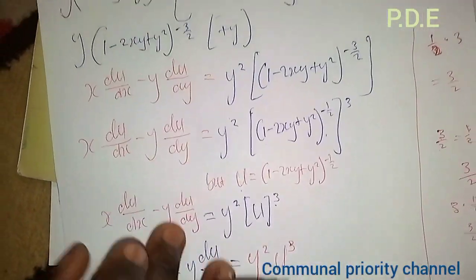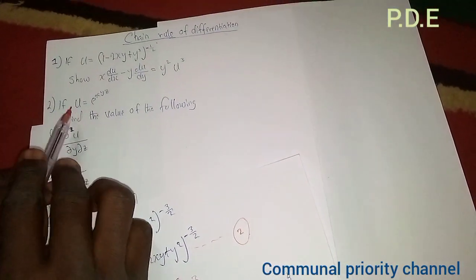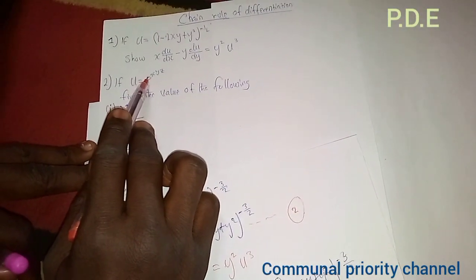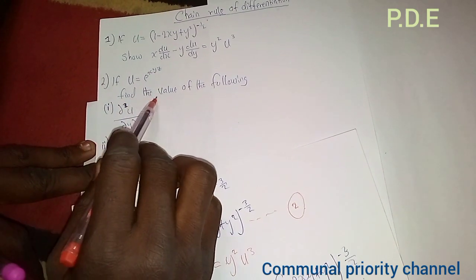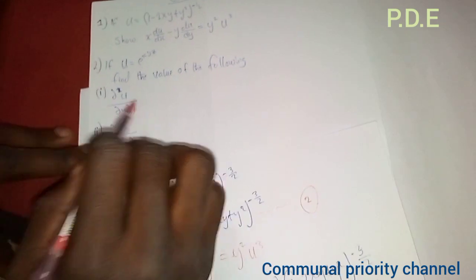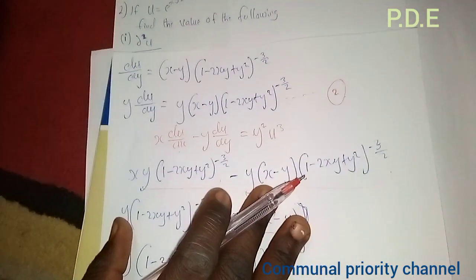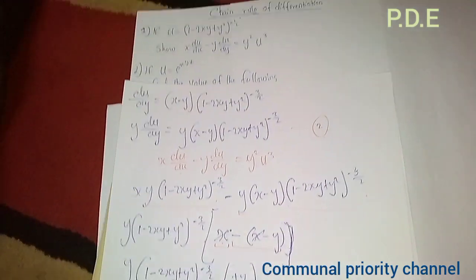So we are now moving to the next question, which is question number 2. In question number 2, we said, if u is equal to exponential xyz, find the value of the following: del square u all over del y del z, and del cube u all over del x del y del z. So therefore, this is also very simple.